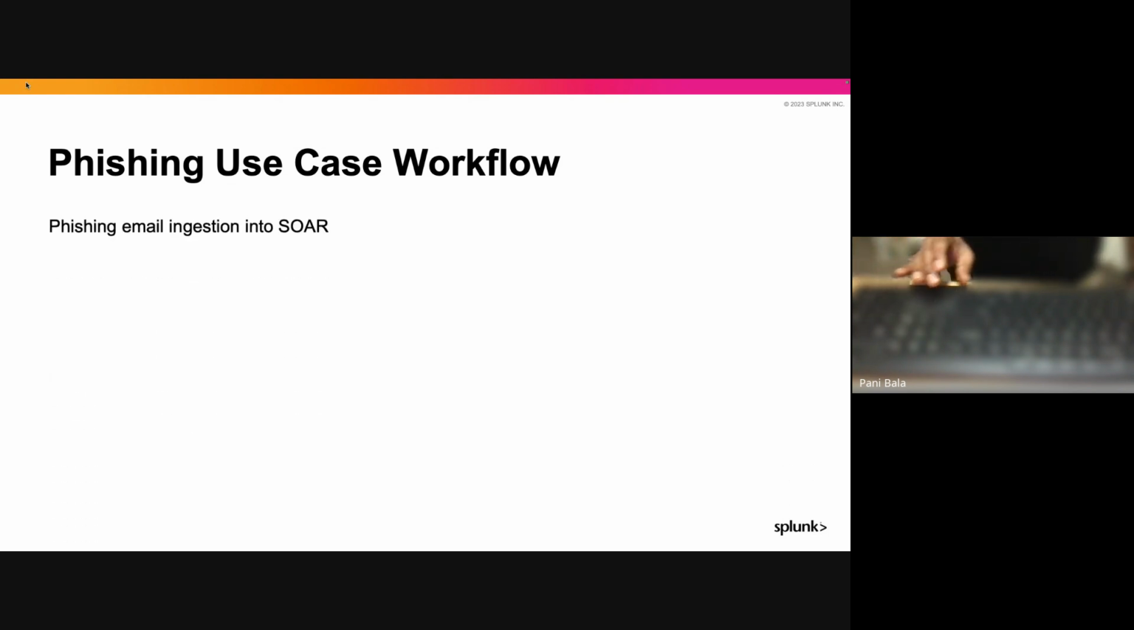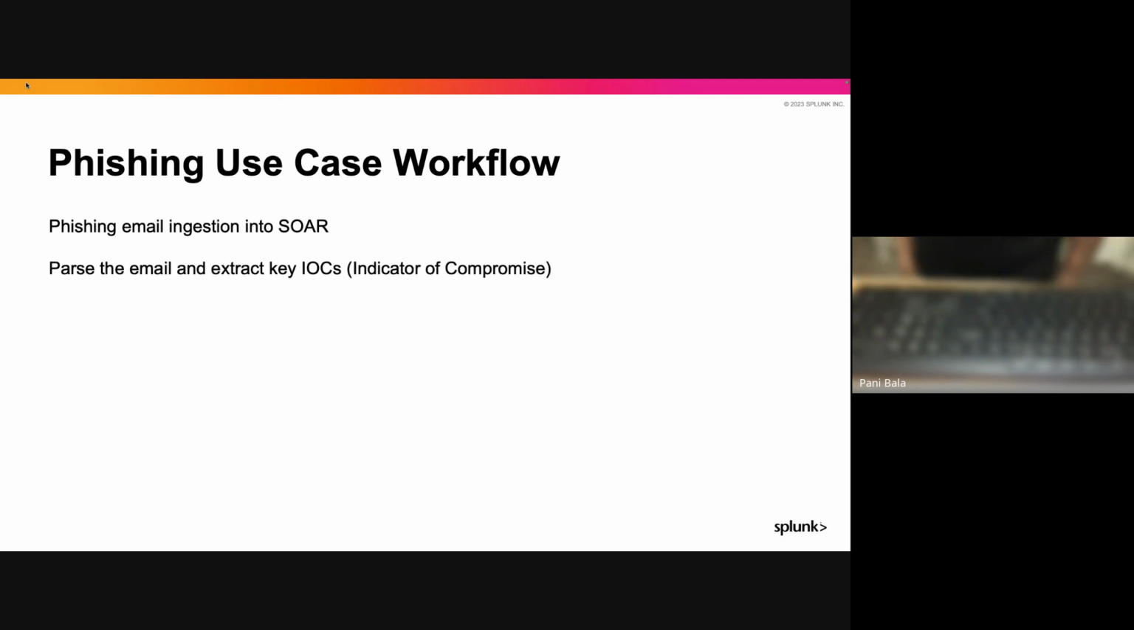The first step is we have to ingest the emails that come to the endpoint or any employee into SOAR. So there should be a connection between SOAR and the mail server to get the phishing emails, the suspicious mails, into SOAR as events. That's the first part. Second, we have to parse the email and extract key IOCs, not only from the email details like from, to, subject, body, but also from attachments.